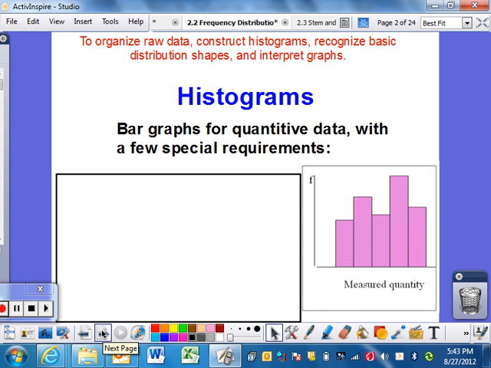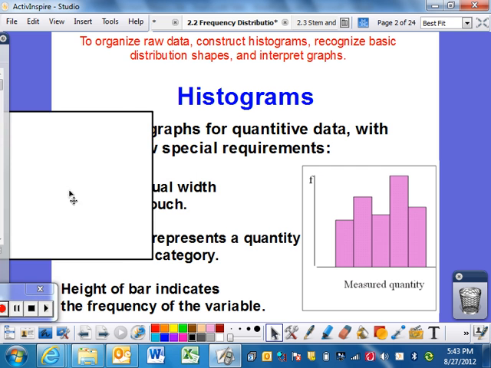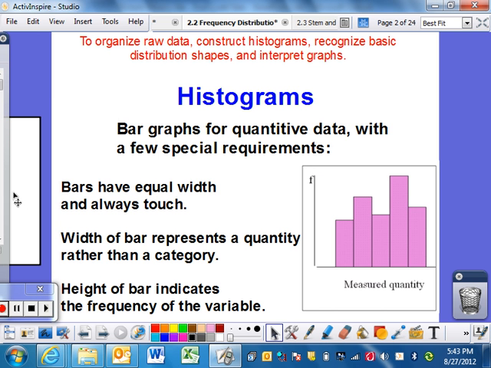So basically, what is a histogram? It is a type of bar graph that uses quantitative data. Okay, except it has a few different things compared to a bar graph from the last section. The bars have equal width and always touch. So instead of being apart, they're always going to touch. All right, so there won't be any gaps.